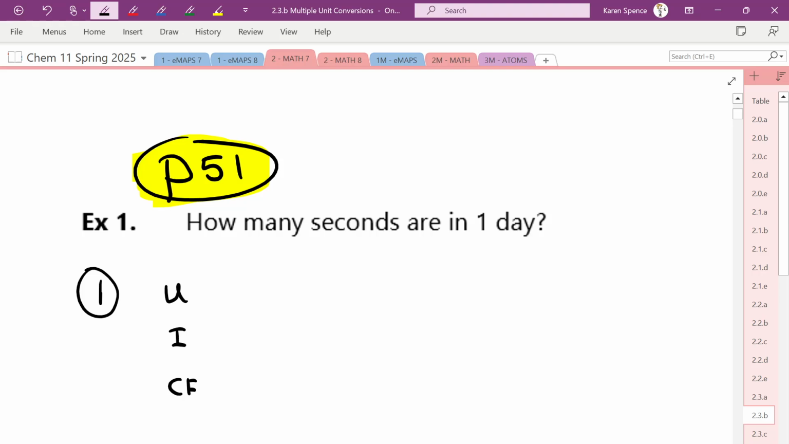First thing you need to do is identify your unknown, your initial quantity, and your conversion factors. Now, we have "how many," that's a question word, and that's attached to seconds. So seconds is our unknown. We don't know how many seconds.